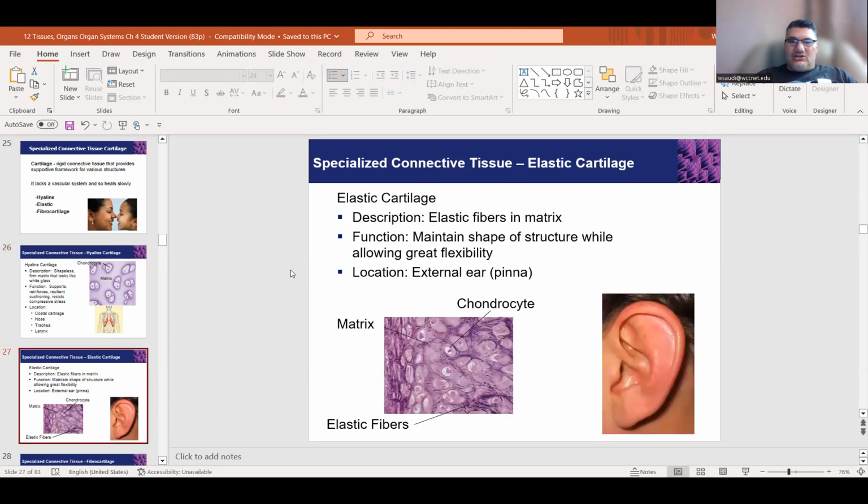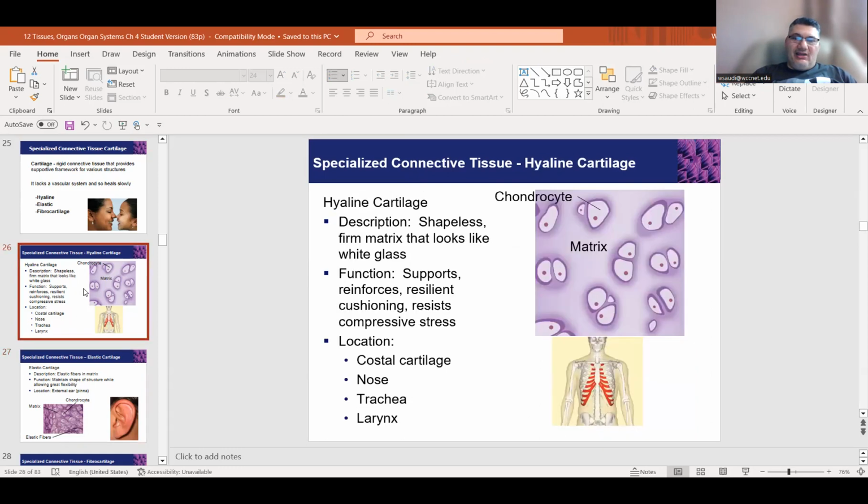How about the elastic cartilage? What's the most important? Location. Ears. This is elastic cartilage, like this. Can you bend your external ear or outer ear? You can bend it. It's elastic. That's why you can bend it. Okay? Hyaline, you cannot bend it.